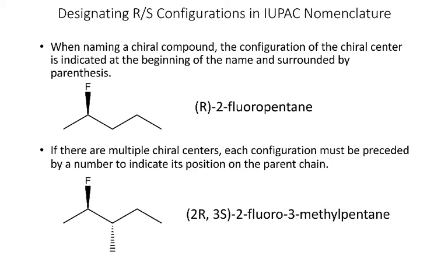If there are multiple chiral centers in the molecule, then we need to specify the configuration of each chiral center. And so to do that, we just give the locant, or the position of the chiral center, before the configuration. And so when I add this methyl group here, this chiral center is S, and so then this would be (2R,3S)-2-fluoro-3-methylpentane. So let's do a couple examples on the next slides.